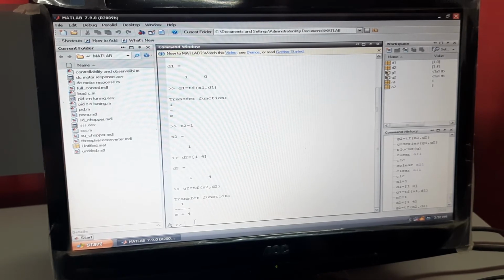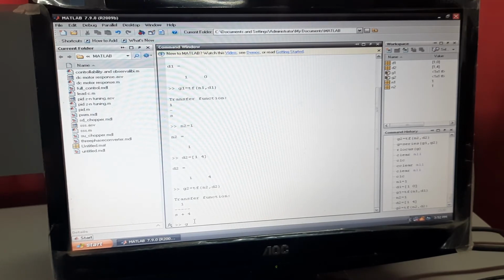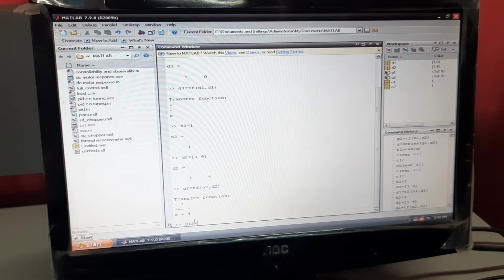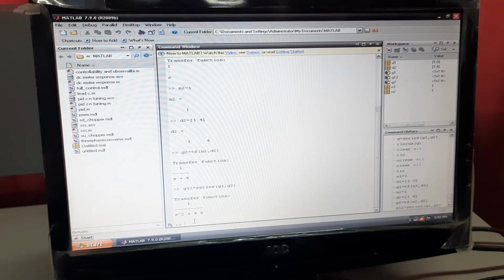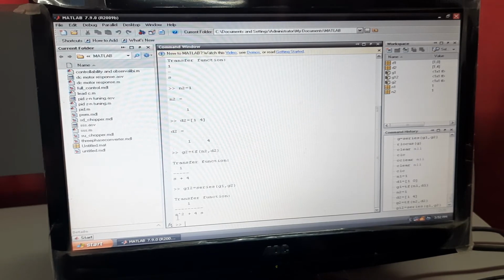Now I will find the overall open loop transfer function, G12 I'm writing here, equals to series of G1 comma G2. Okay, so it is coming 1 by S square plus 4S.